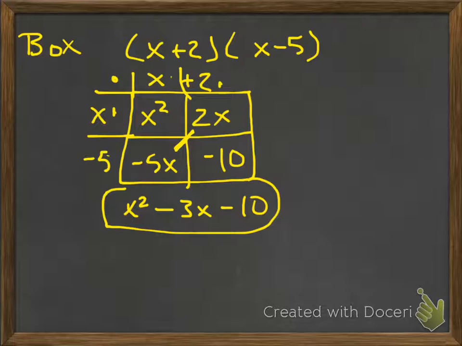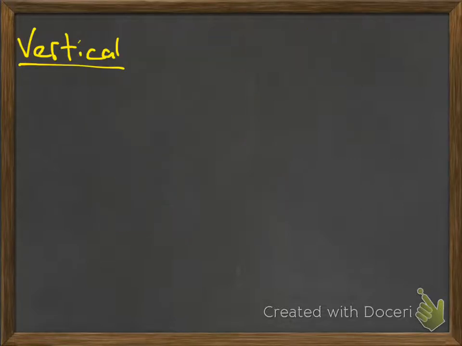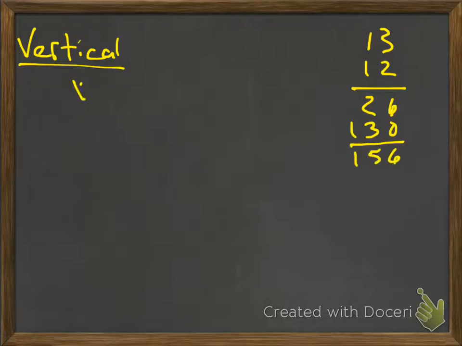Okay, so finally, the vertical method. This is the method that I prefer. And I prefer this because it's kind of like what you used to do back in elementary school when you did two-digit multiplication, which would have been like, okay, 13 times 12. I'm going to go 2 times 3 is 6. 2 times 1 is 2. And then I'm going to go to the next row, and I'm going to put a 0, and then say 1 times 3 is 3, 1 times 1 is 1, and then I can add. 1, 5, 6. So 12 times 13 is 156.